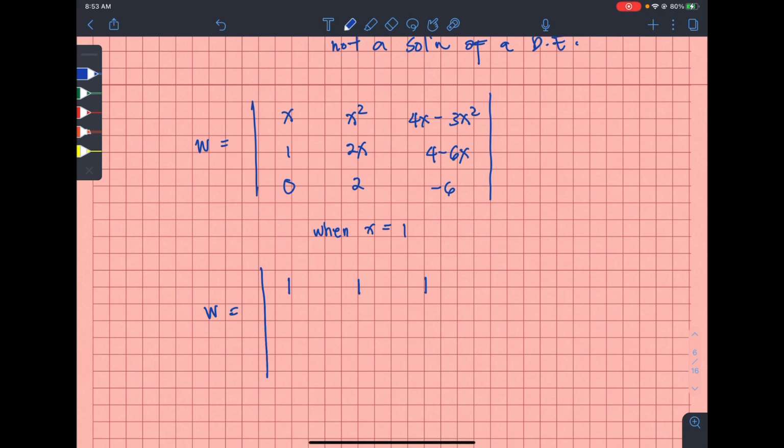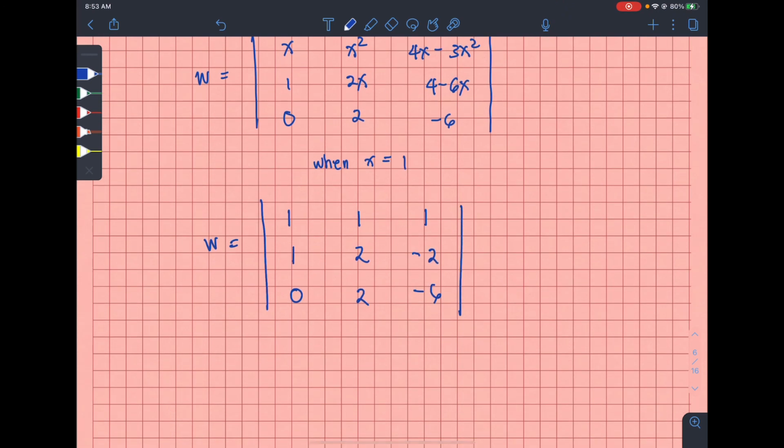And then we have the constant. For the constant, we're just going to write the constant. Then 2x, where x is 1, so 1 times 2 is 2. Then 4 minus 6 is negative 2. And then we'll have 0, 2, and negative 6. So 1, 1, 1, 1, 2, negative 2, 0, 2, negative 6.